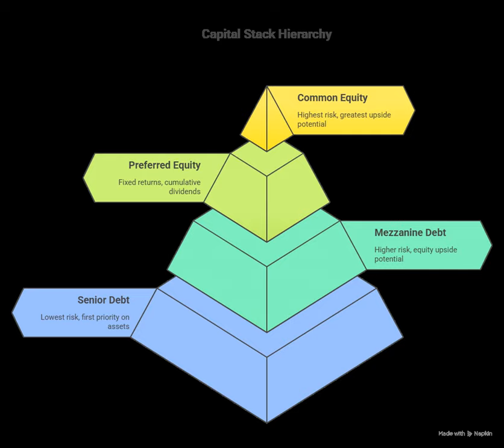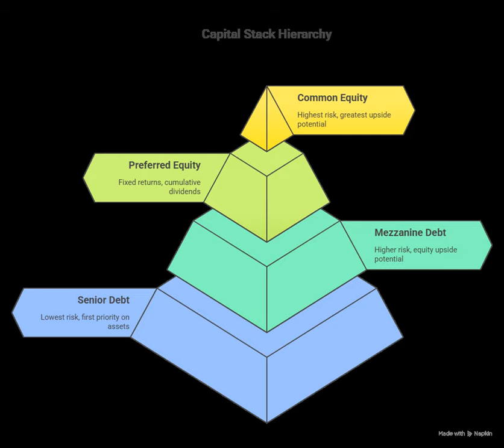Preferred equity sits above debt but below common equity. Preferred equity investors typically receive fixed returns of 8 to 12% annually and often have cumulative dividend features, meaning unpaid dividends accumulate and must be paid before common equity receives distributions. This position offers more stability than common equity while providing some upside potential.